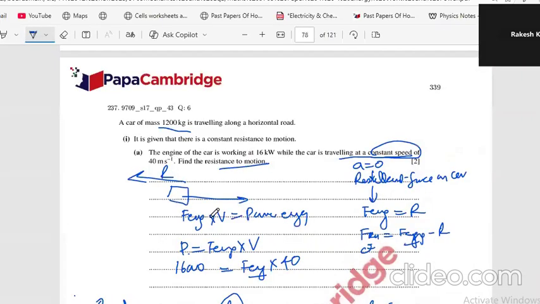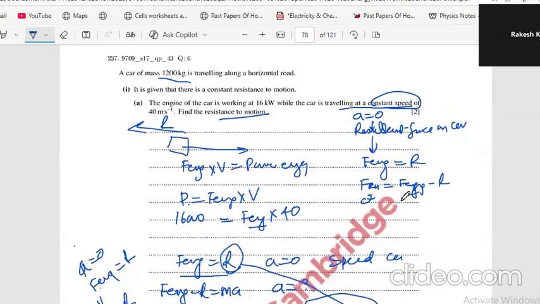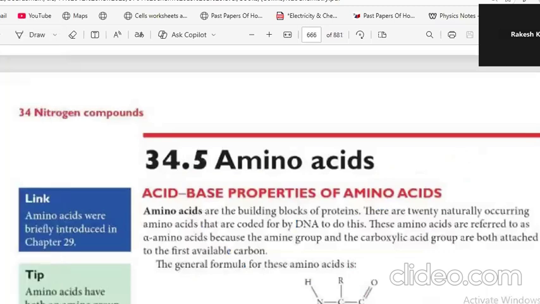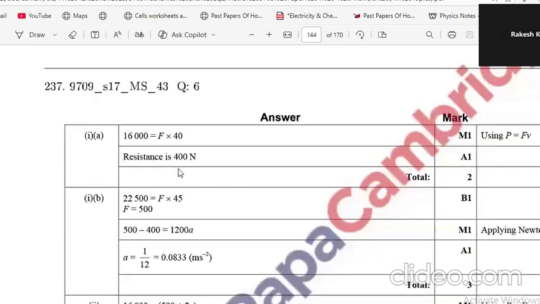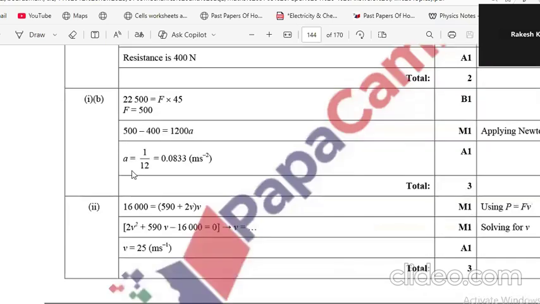The first part, he found F engine by using 16,000 by 40, and he made it equal to R. Next part, he's showing you that F engine is greater than 400. The resistance is taken from the previous part, and he's getting MA. In the third part, he's saying that this is the resistance, and F engine and resistance are equal. So resistance, F engine into V, is 16,000. So in each part you should understand what's happening.